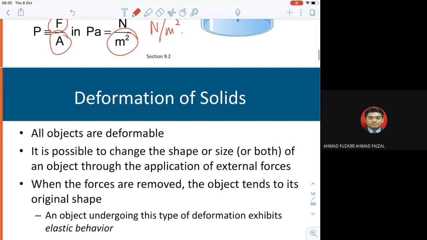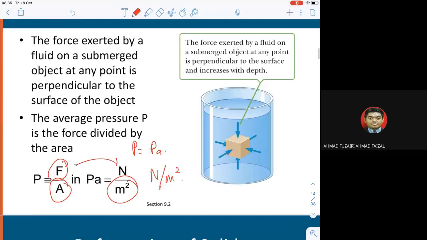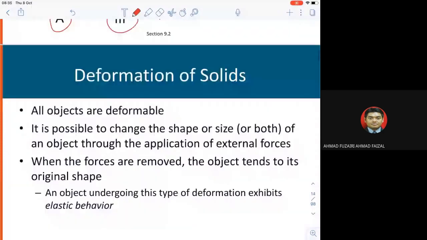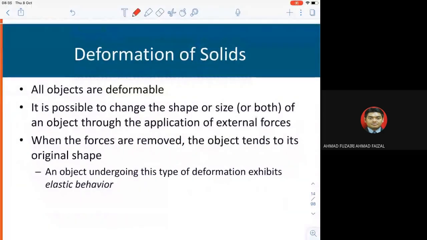All right, so that's quite a good introduction. The one that we should discuss more will be the deformations of solids.